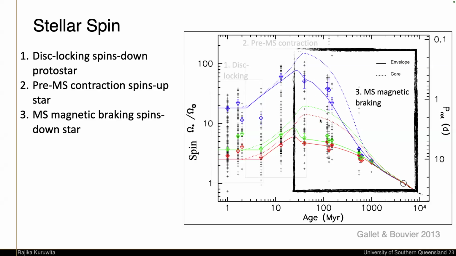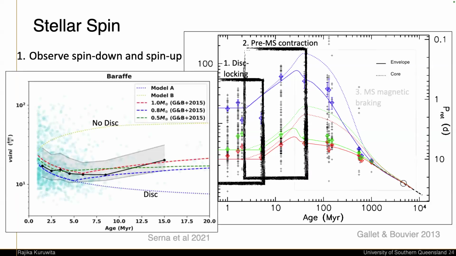Angular momentum is lost through ionized particles in the solar wind. And then eventually the spin of the stars, low mass stars, all seem to kind of converge towards where our sun is at. So these are the models, but what do observations say?